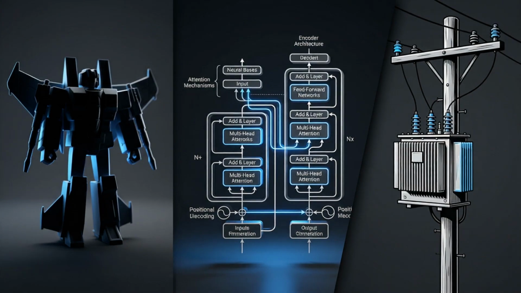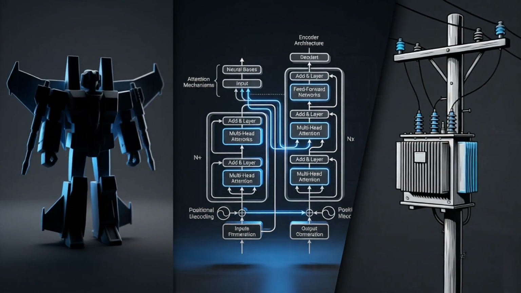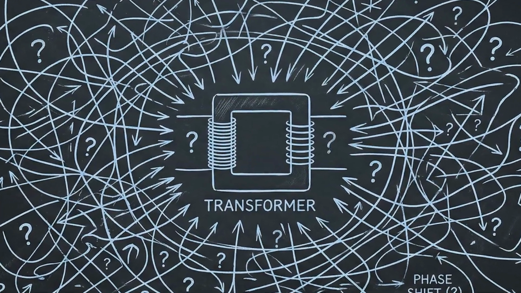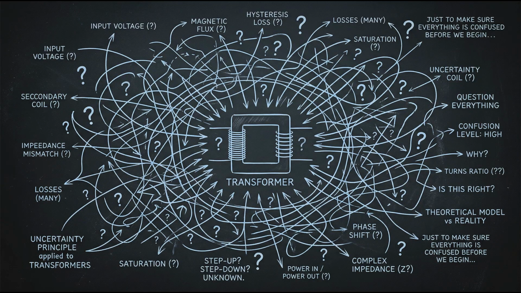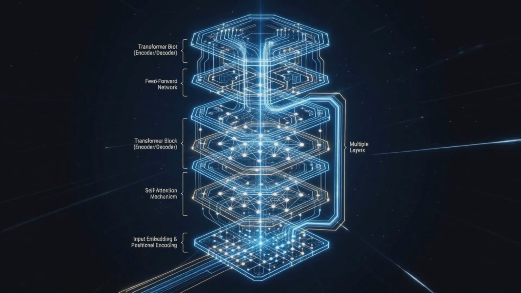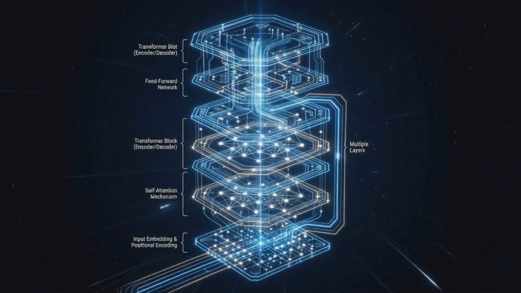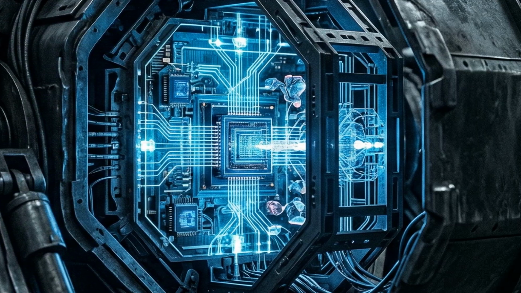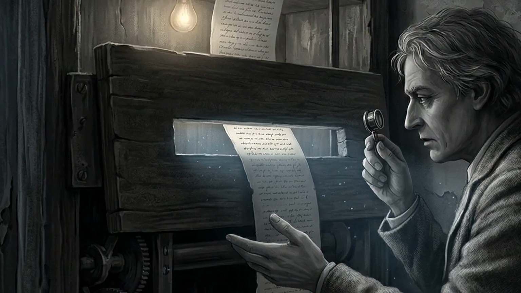This is a transformer, not the robot, not the box on a power pole. Just to make sure everyone is confused before we begin, a transformer is the kind of AI architecture that made modern language models possible. In other words, this is the machine inside the machine everyone keeps talking about without explaining.